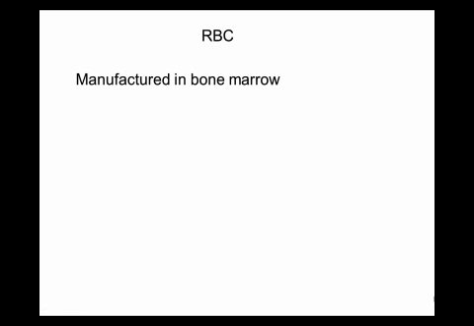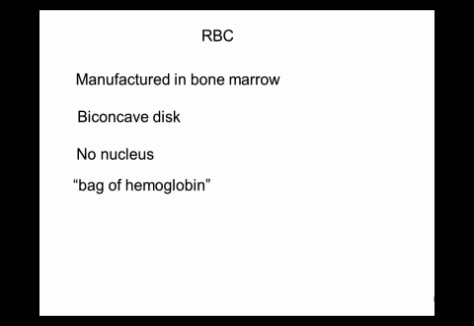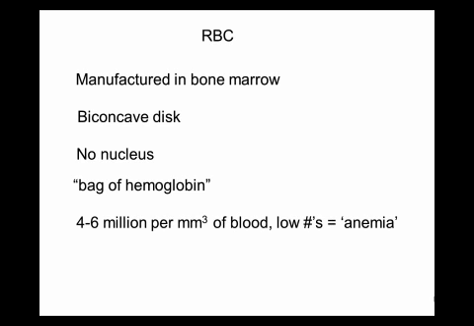Red blood cells are manufactured in bone marrow. They are a biconcave disc. We'll see a diagram in a moment that illustrates this specific shape. They have no nucleus. The nucleus is ejected as they are maturing in the bone marrow. So essentially they are a bag of hemoglobin. Hemoglobin is the pigment that carries oxygen.